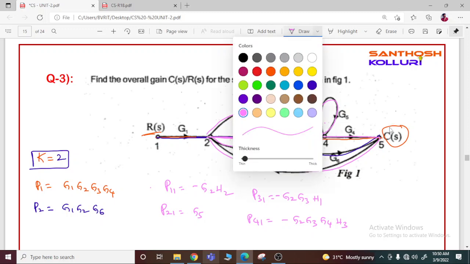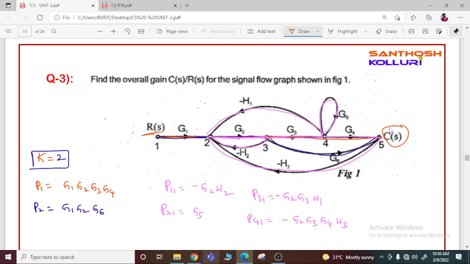and if you clearly observe, another loop is also there. This is another loop, P51 which is equal to minus G2, G6, H3. So there are 5 individual loops. First one is this one, second one is this one, third one is this one, fourth one is this one, and fifth one is this one. 5 individual loops are there.